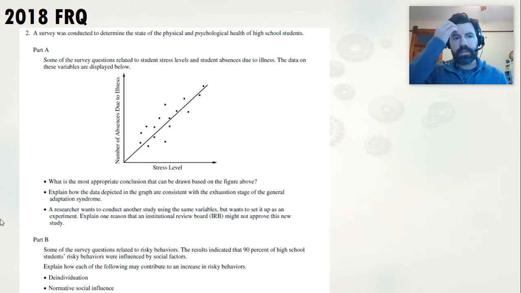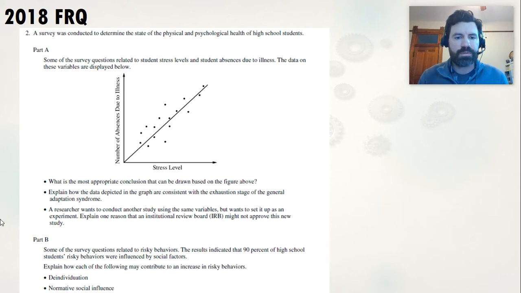Let's look at this next one here. 2018 FRQ. A survey was conducted to determine the state of the physical and psychological health of high school students. Pretty straightforward. Part A. Some of the survey questions related to student stress levels and student absences due to illness. The data on these variables are displayed below. And you can see there's a scatter plot. This looks like a correlation, right? Along our x-axis, we have the stress level, y-axis, the number of absences.